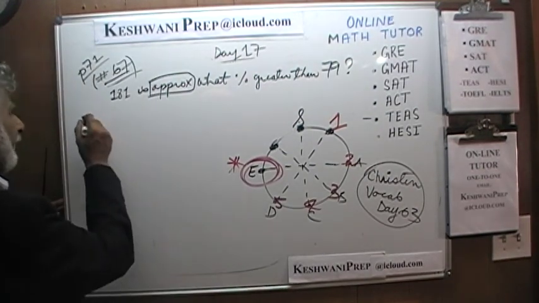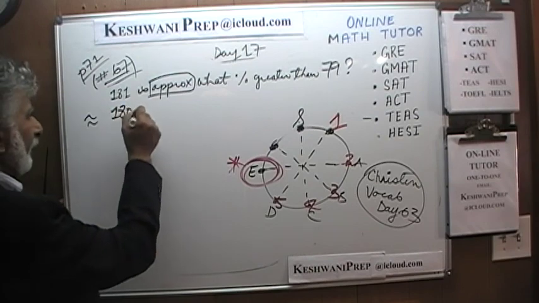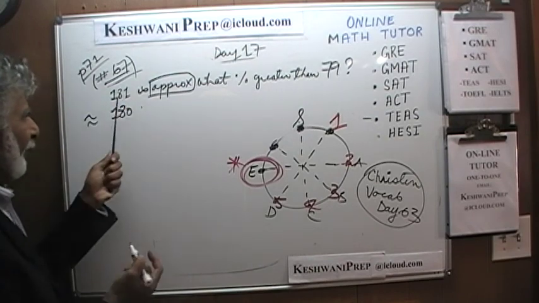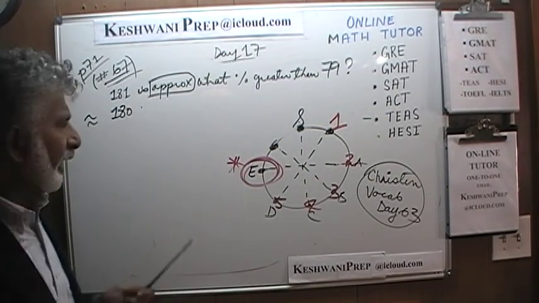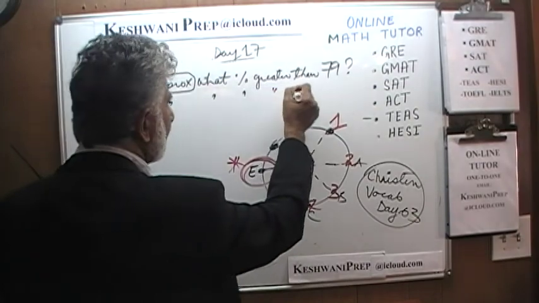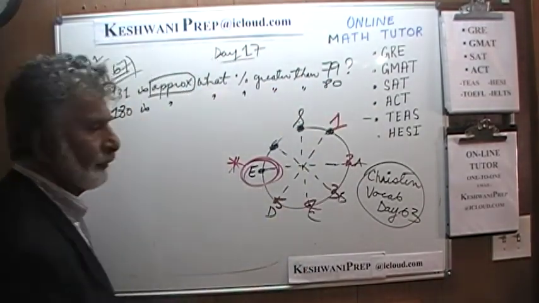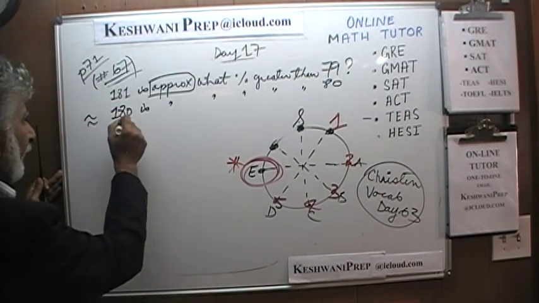So let's pretend that this 181 is actually 180. Even though the question says 181 is approximately what percentage greater than 79, we're going to read it as 180 is approximately what percentage greater than 80? Are you with me? That makes it simpler. So let's take a look at it. You see we have 180.